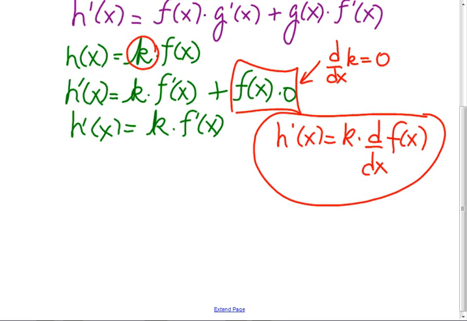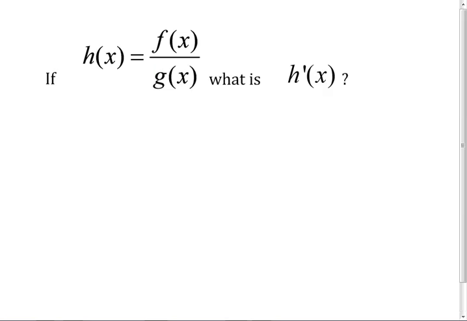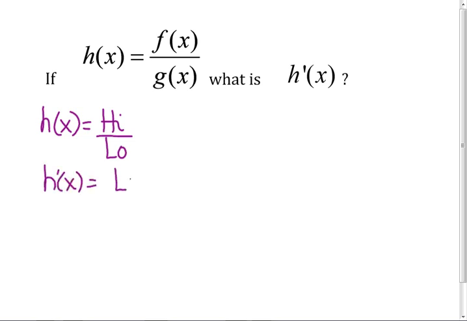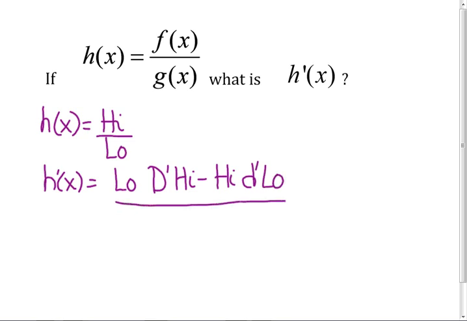Okay, do you remember the product rule now? Okay. And the quotient rule. Now, do you remember how we did this one? We did h of x is equal to high over low. Remember the pretty high? So h prime of x is equal to what? Low d high minus high d low over the square of low.